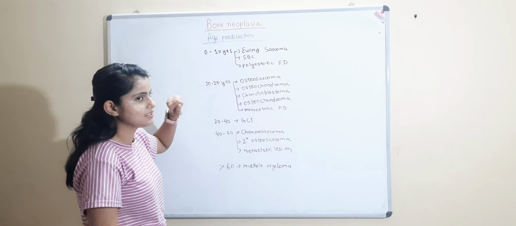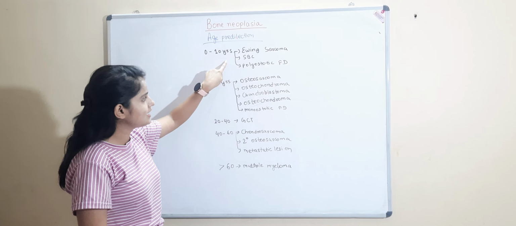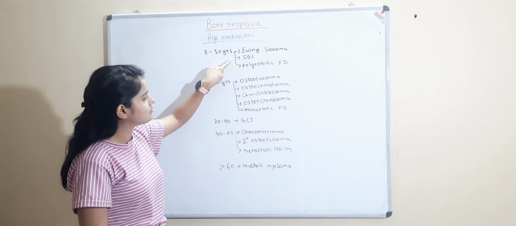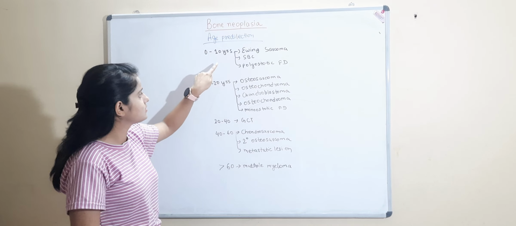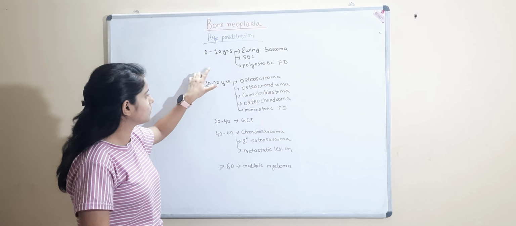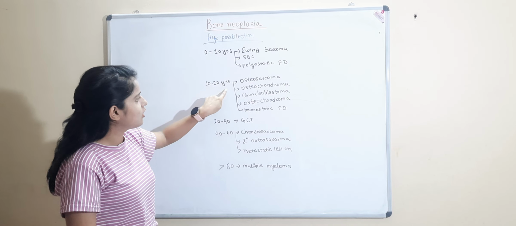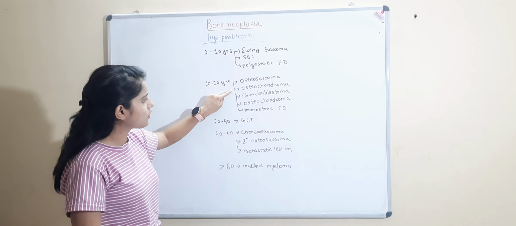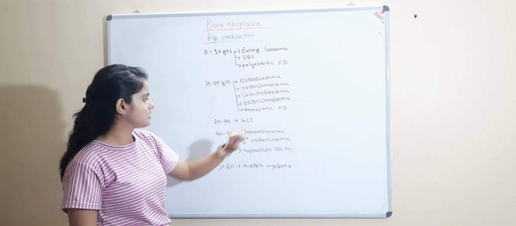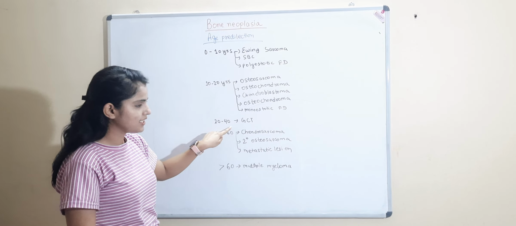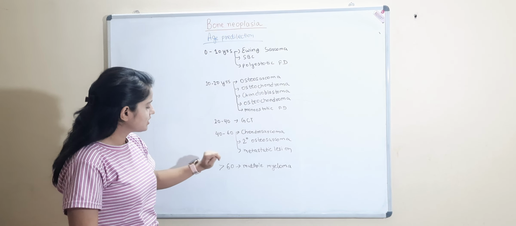About age predilection, in 0 to 10 years of age, Ewing sarcoma, simple bone cyst and polyostotic fibrous dysplasia are common. It is before physeal closure. In 10 to 20 years, osteosarcoma, osteochondroma, chondroblastoma and monostotic fibrous dysplasia. In 20 to 40 years, giant cell tumor is common.